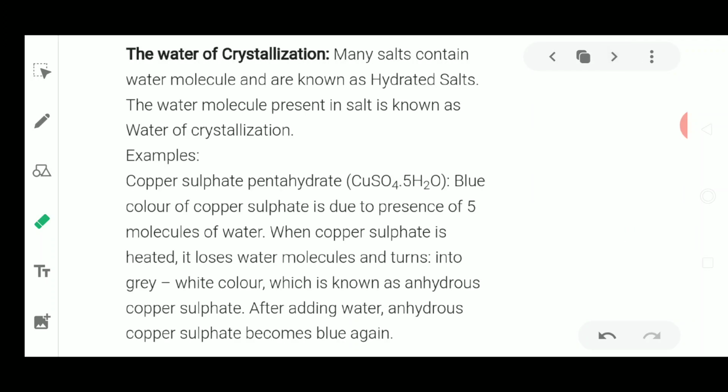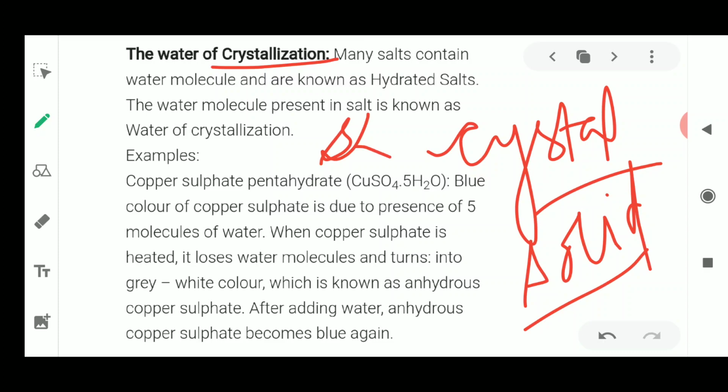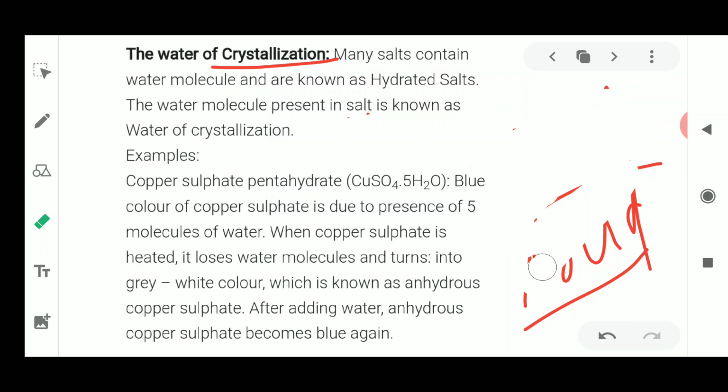What is the meaning of the word crystallization? First tell me the meaning of the word crystal. Is it solid, liquid, or gas? Firstly, I will tell you that crystals are solid in nature, and they are a special type of solid. Why special? Because they form a special shape. Crystals are solids formed in a special shape because they have uniformity in their shape.